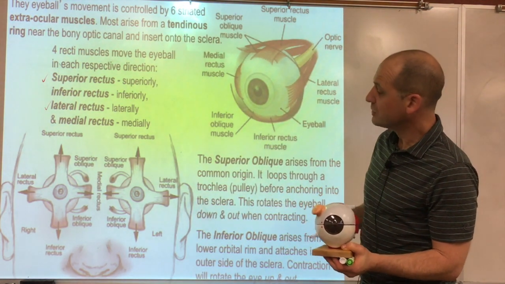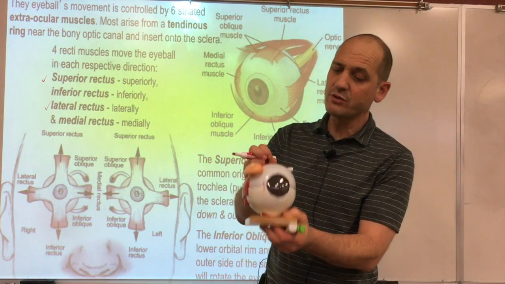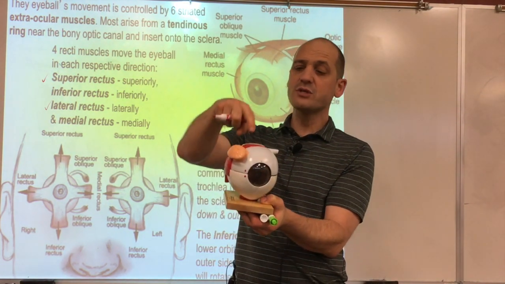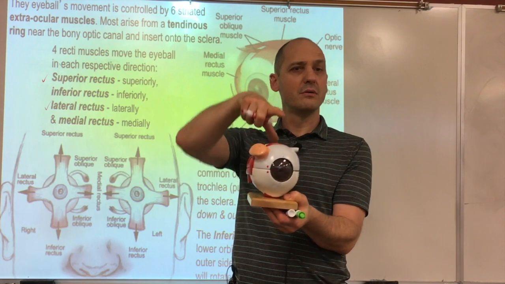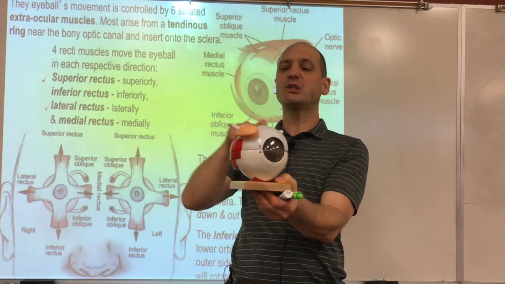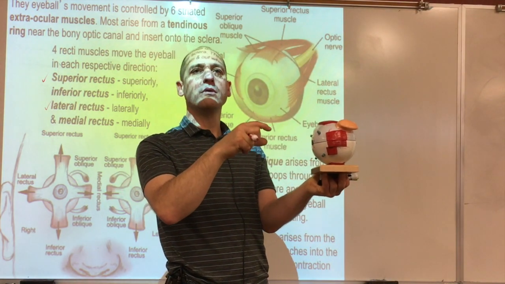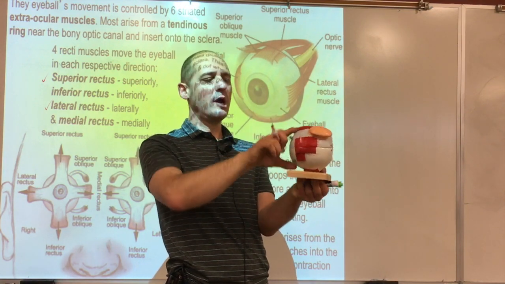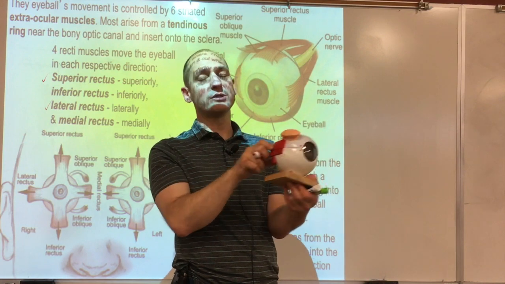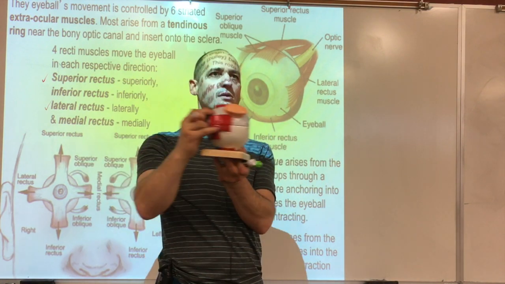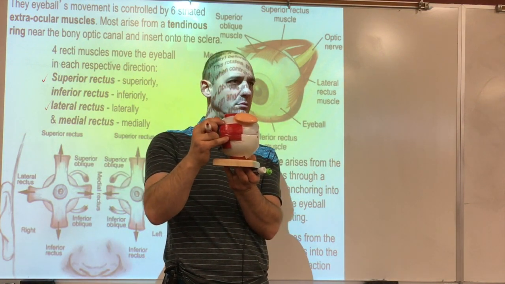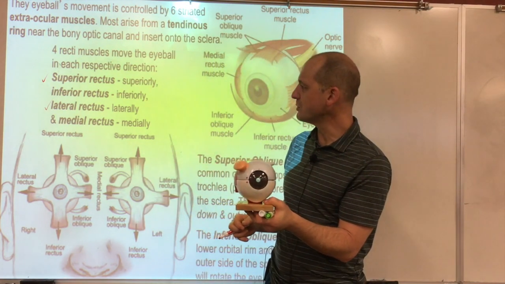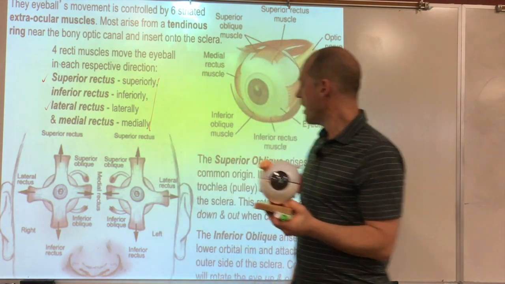Now with these, we can look up, we can look down. So if this contracts, what do you do? You look up. It pulls on it. It's attached down back here by the bone in a tendon, and it pulls on it. So the superior rectus will pull it up. Inferior rectus will pull it down. Lateral rectus will pull the eyeball outward, and medial will pull it towards the nose. Those are the functions of those muscles, right here.